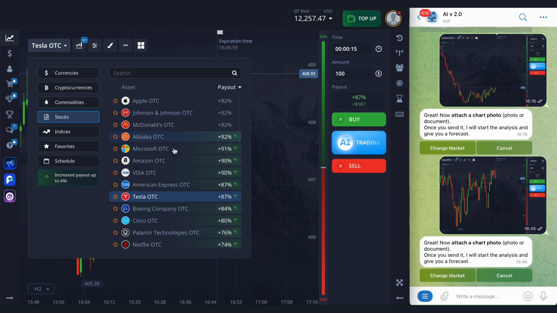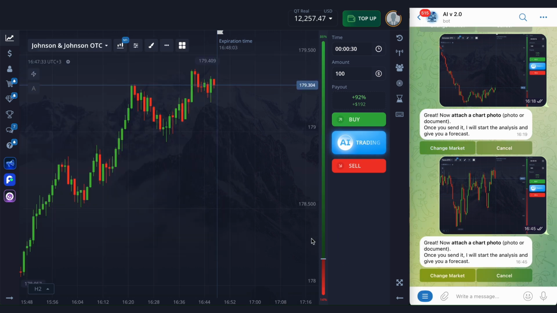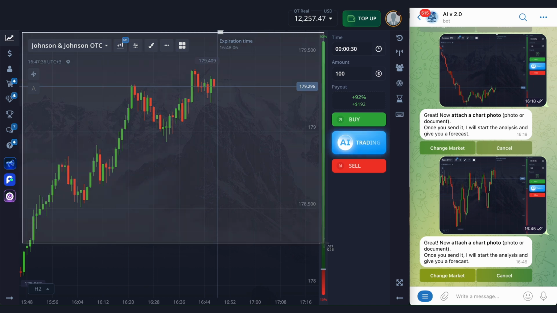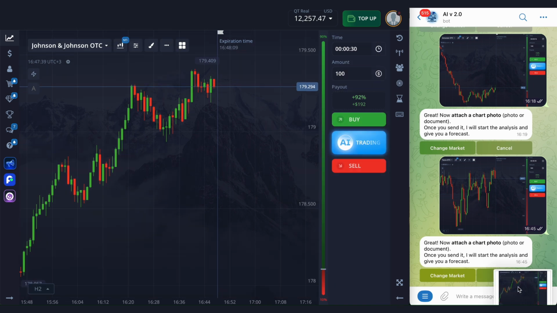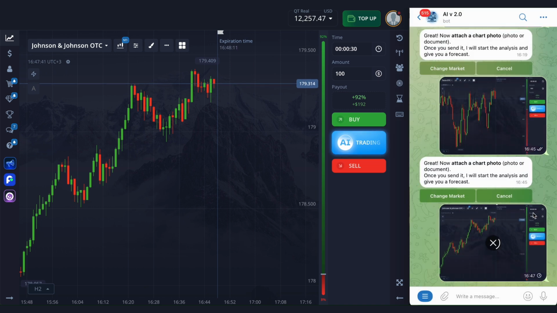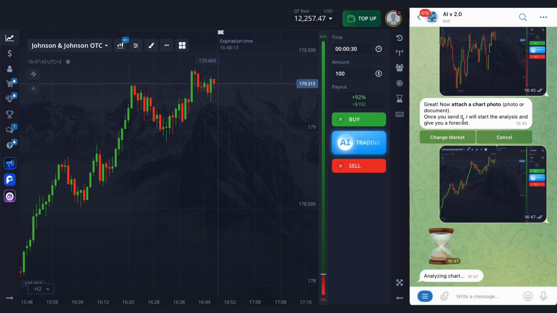Next trade, what is it gonna be? Let's go ahead and hit the market with Johnson & Johnson OTC. That's gonna be our next trade. Let's go ahead and take a nice screenshot of our Johnson & Johnson OTC. We're gonna go ahead and send it in and hold on for the prediction. $100 on the line. It says once we send it, it starts analysis and gives us forecasts. It's building strategies and it's studying candlesticks.